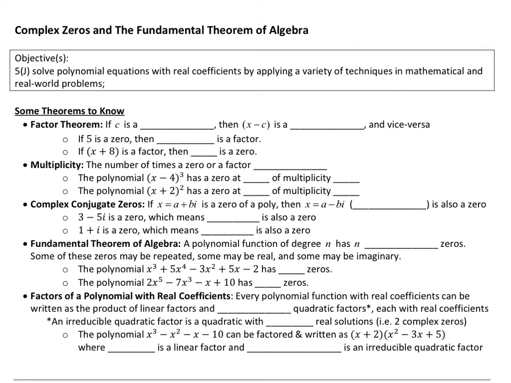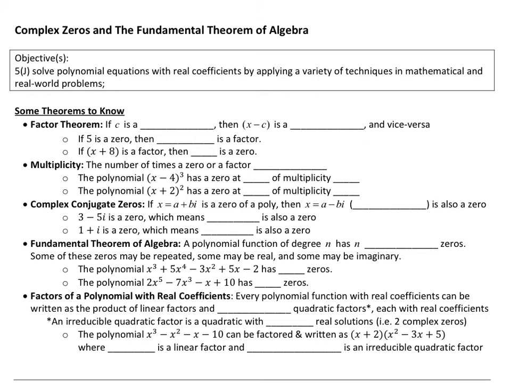So we're working still on solving polynomial equations, but this time all of our solutions, all of our zeros are not going to be real numbers. We're going to get some complex zeros and thus finish up with the fundamental theorem of algebra. So just here's a list of some theorems to know.